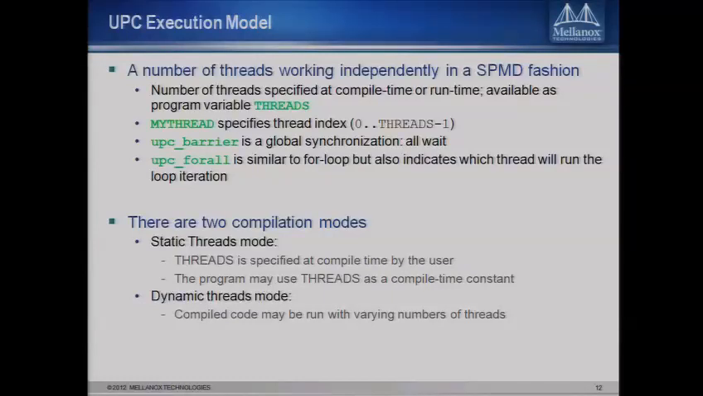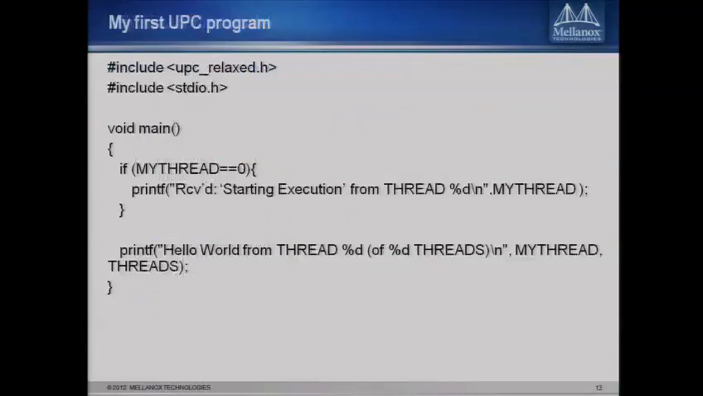Another thing to note, there's two compilation methods. You can do static threads mode, where the number of threads is specified at compile time, or you can specify it dynamically at runtime. So let's look at a couple simple examples. Here's a very simple example of my first UPC program. Basically, what I say is if my thread equals 0, I print this out: starting execution from the number of threads and then my thread. So this is a way to say that this printf is only going to be executed by rank 0, or the first process in the list of threads.